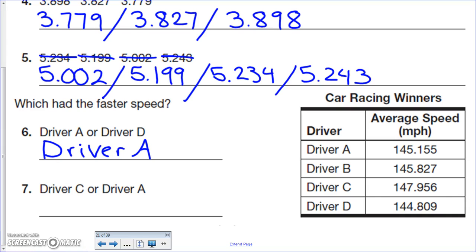For number 7, it wants us to compare driver A with driver C. So again, we're going to start in the left of the number, in the 100 spot. They both have 1's. They both have 4's in the 10 spot. And then the 1's is where they're different. And there we can see driver C has a 7 there, where driver A has a 5. So we know driver C was faster.